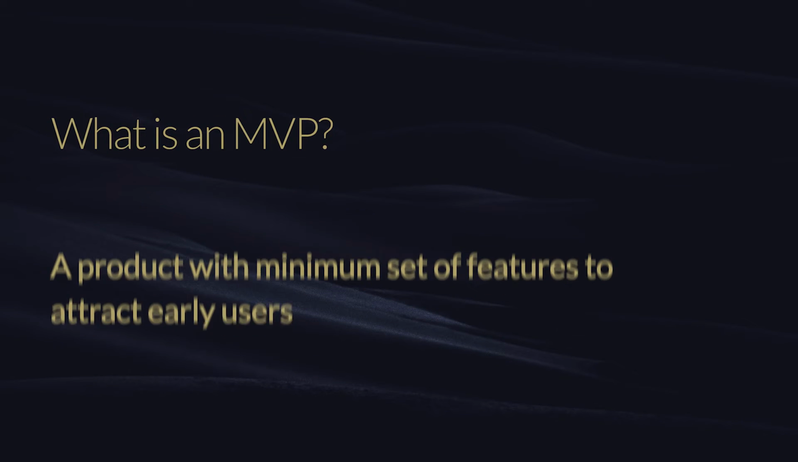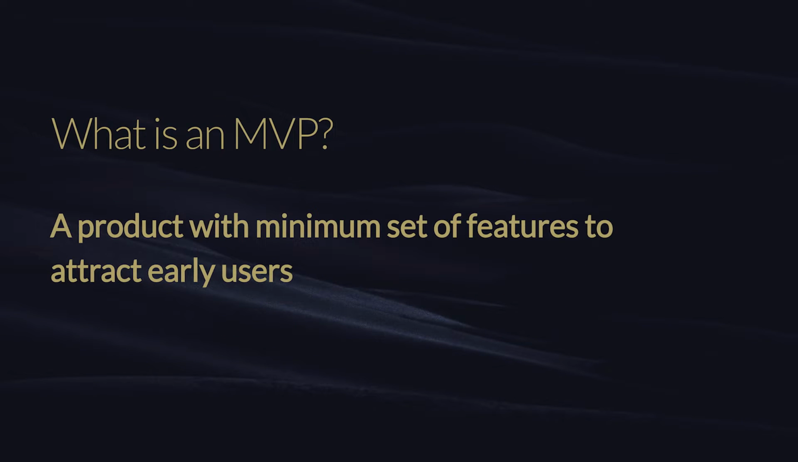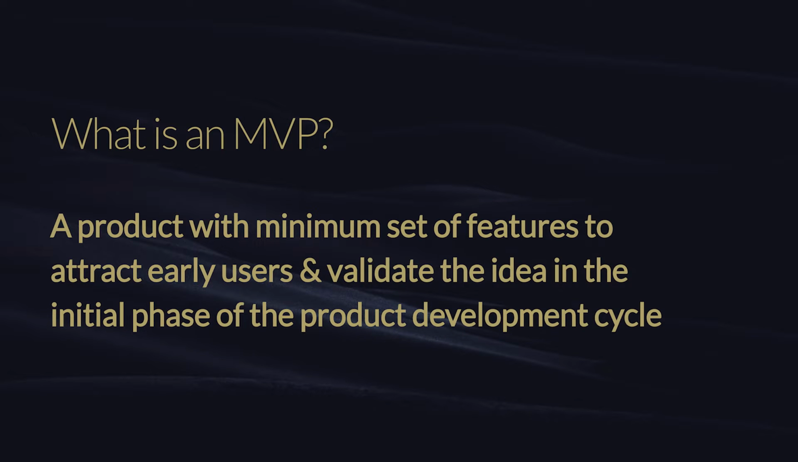So what is an MVP? An MVP is a product with a minimum set of features to attract early users and validate the ideas of the product in the initial phase within the product development cycle. So a lot of the times an MVP is being used to just test an idea because a startup might have a set of different features that they wanted to go in and say, this is our product, this is what we want to do.